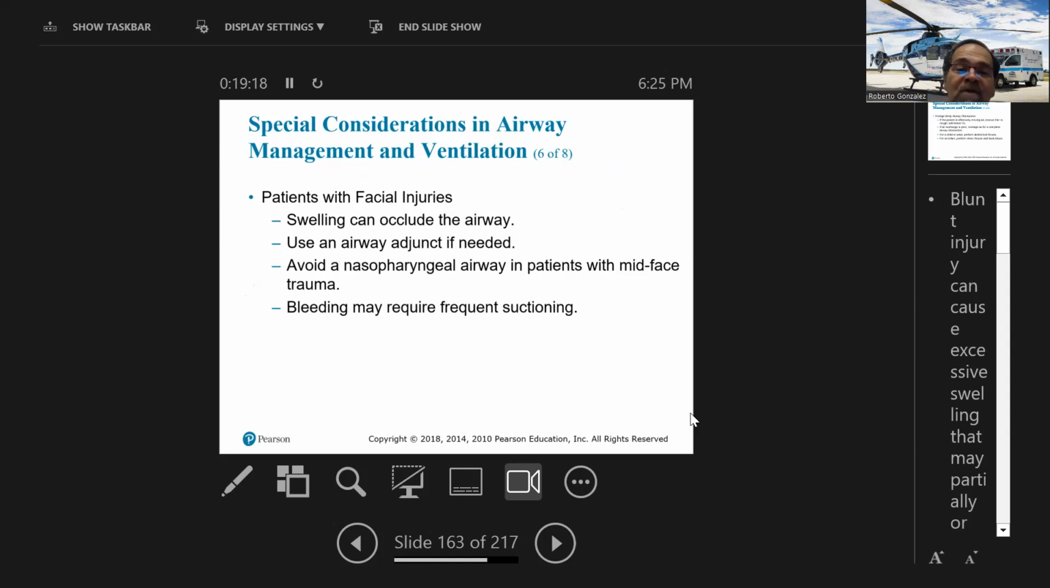Patients with facial fractures. You might have a patient who has been in trauma, which is basically what we do in EMS. We deal with trauma. Swelling can occlude the airway. Use an airway adjunct if needed. Avoid a nasopharyngeal airway. A patient with mid-face trauma or bleeding may require frequent suctioning.